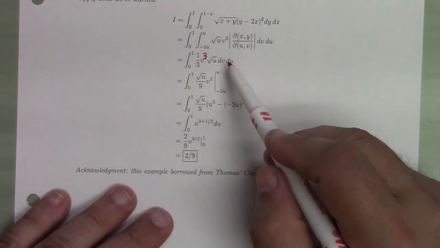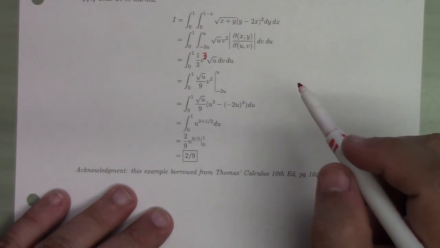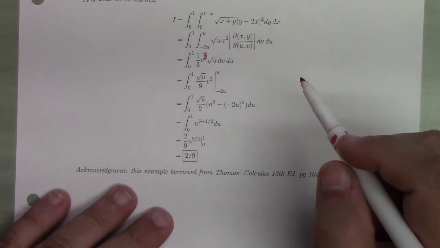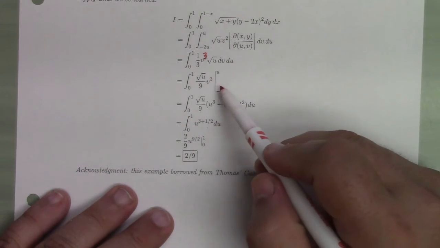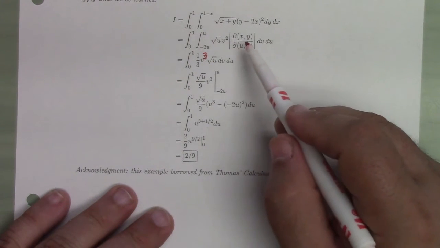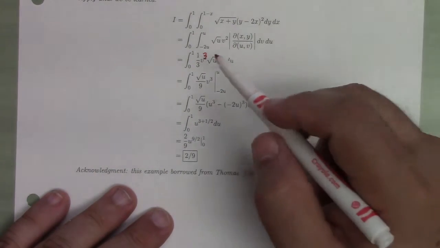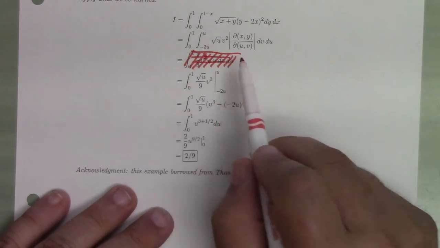Square root of u dv, well, wait a minute. Wait a second here. What happened? Where did my... Well, this down here, how did I get a 9? Oh, that's from the Jacobian. I think the easiest way to fix this is just to cross that out. There are a couple of problems on that equation right there, so let's get rid of that.